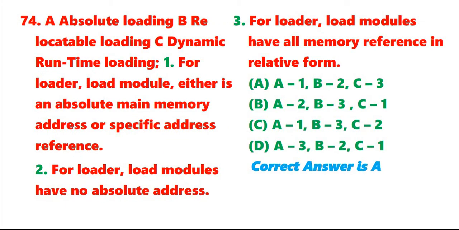74. A. Absolute loading, B. Relocatable loading, C. Dynamic runtime loading. 1. For loader, load module is either an absolute main memory address or specific address reference. 2. For loader, load modules have no absolute address. 3. For loader, load modules have all memory reference in relative form. Options: A. A1, B2, C3, B. A2, B3, C1, C. A1, B3, C2, D. A3, B2, C1. Correct answer is A.